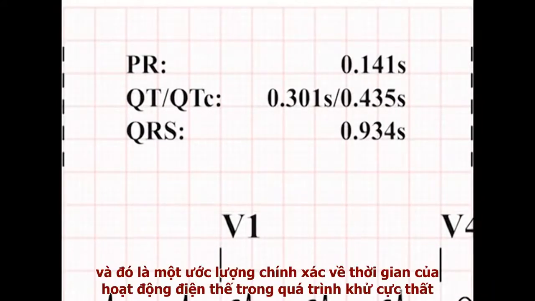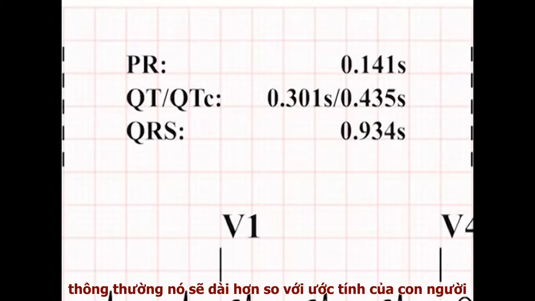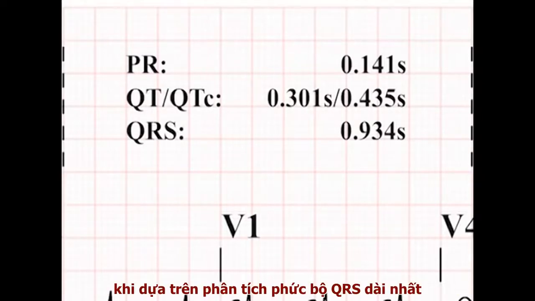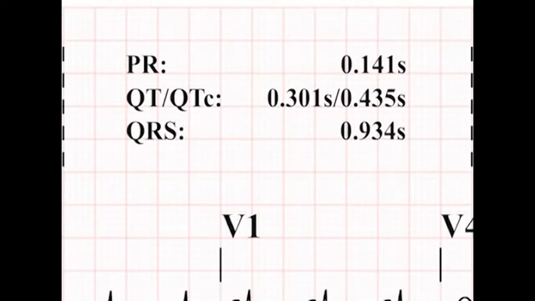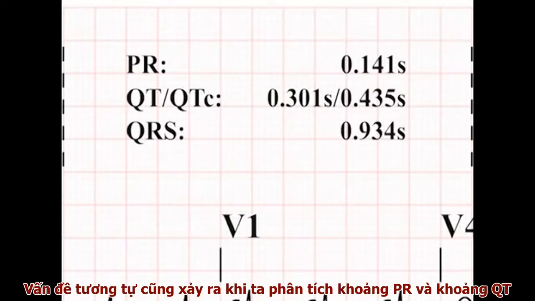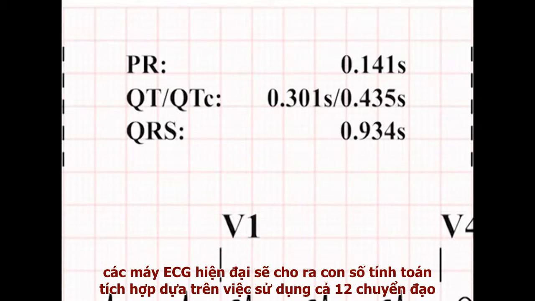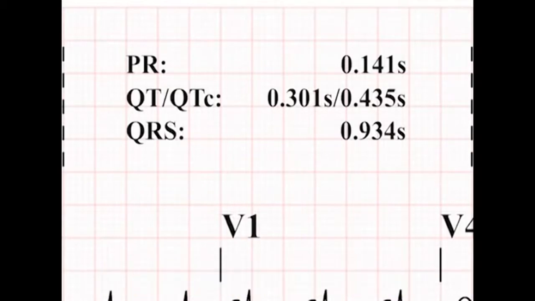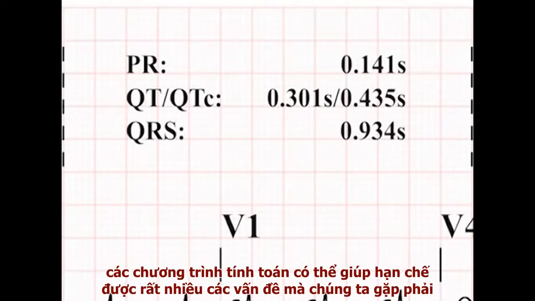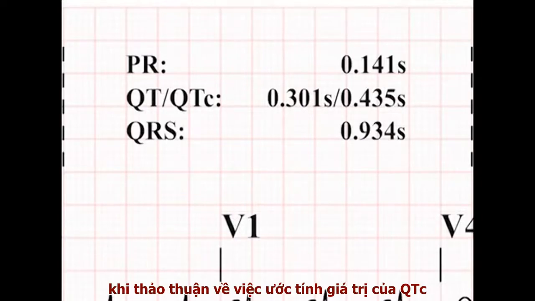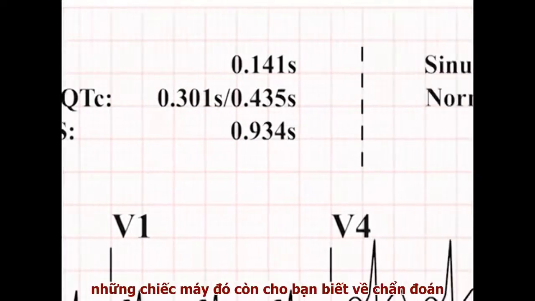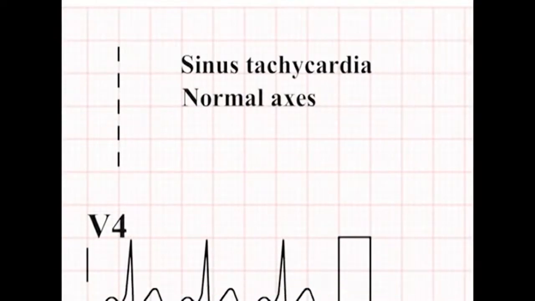This tends to represent an accurate estimate of the duration of all of the events of ventricular depolarization and will always tend to be longer than the human estimate based on the analysis of the widest QRS duration. Exactly the same problems exist for the analysis of the PR interval and the QT interval, and modern machines will present you with an integrated value calculated using all 12 leads. The computerized calculations attempt to eliminate many of the problems we outlined when discussing estimation of the corrected QT. These machines will even present you with a diagnosis.